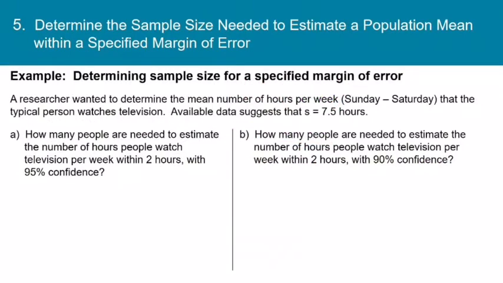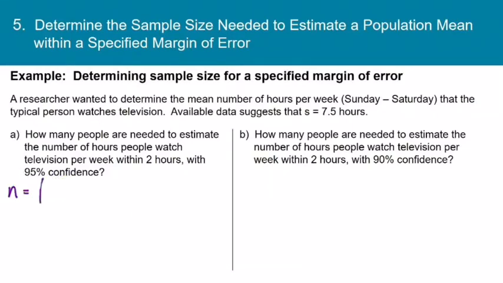Now let's look at a couple of examples together. This says a researcher wanted to determine the mean number of hours per week that the typical person watches television. Available data suggests that s equals 7.5 hours. So part A, how many people are needed to estimate the number of hours people watch television per week within 2 hours with 95% confidence?